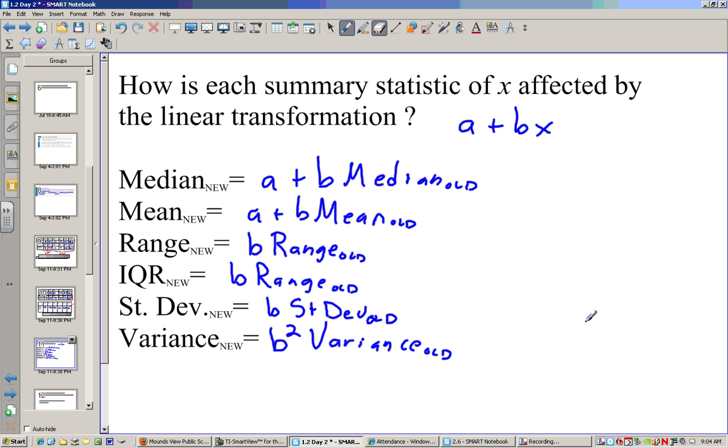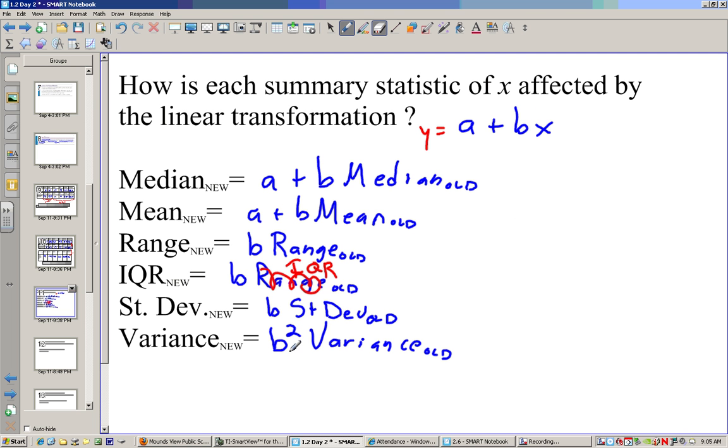All right, so here is a summary of what happens in a linear transformation, a plus bx. The mean and median are just a plus b times the old measure of center. For range, IQR, and standard deviation, you just multiply the slope times the old value. This says range, but it should say IQR, the old IQR. Oh, and variance, we have to multiply it by the slope squared times the old variance.